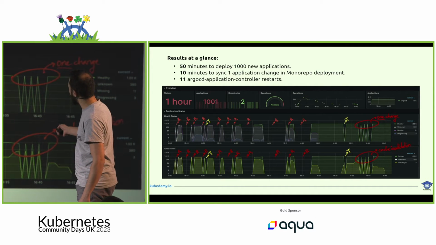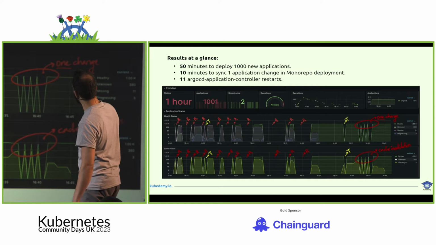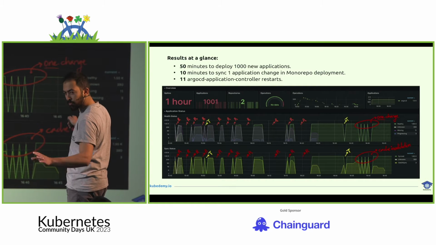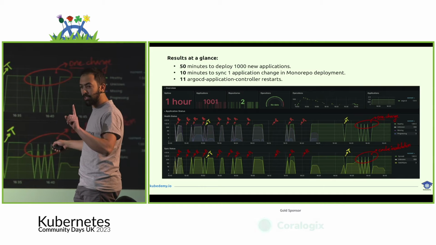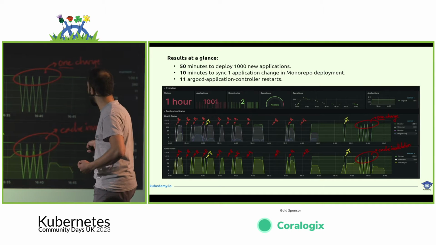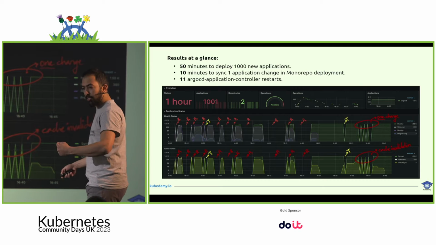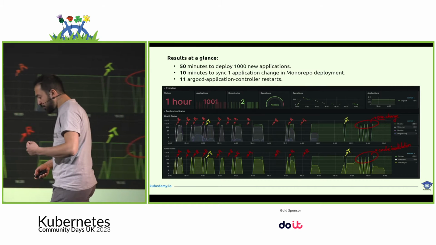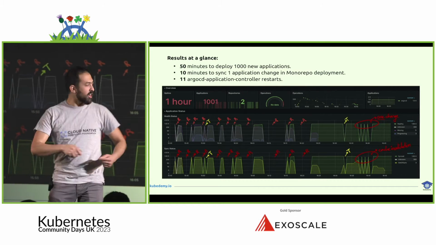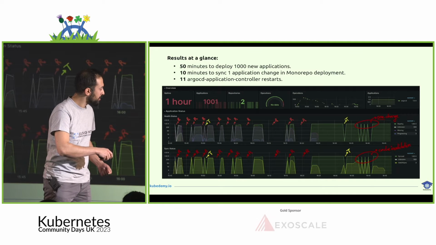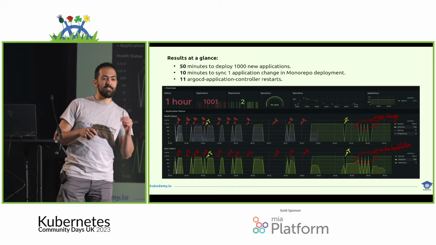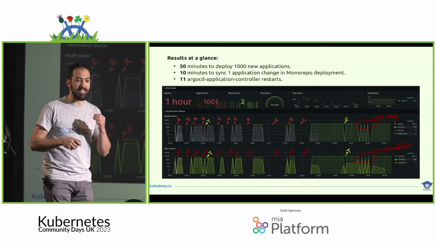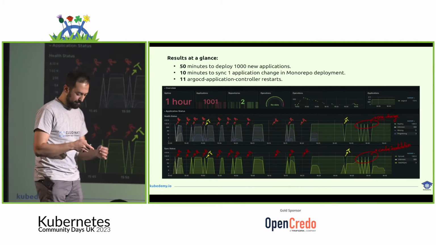You had 1,000 applications in a healthy state. All of them are healthy here. And after changing one application, one chart, what really happened? All applications will be tried to redeploy again because of the cache invalidation. And it's because you didn't optimize and tune your ArgoCD.